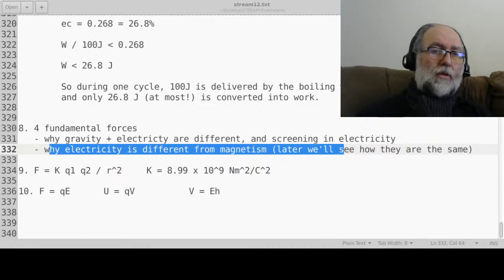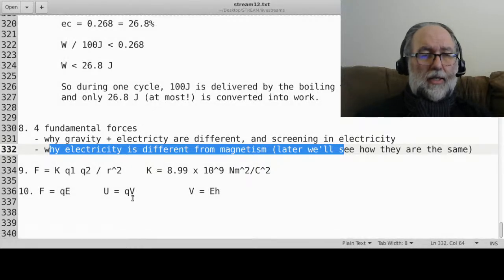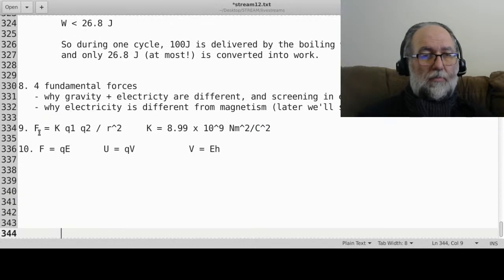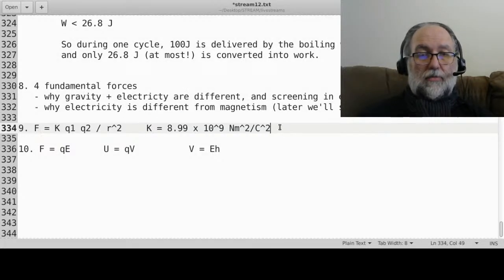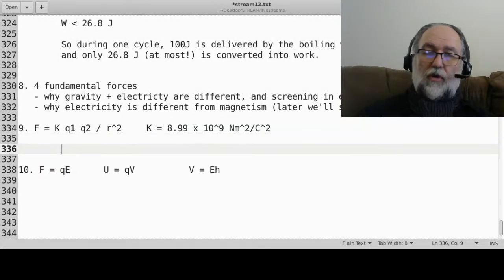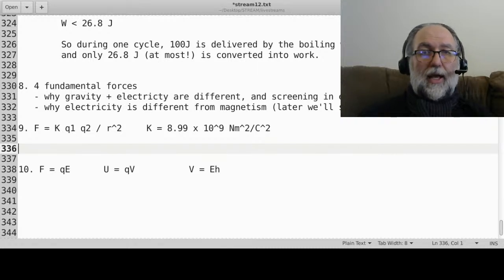Whenever you've got bare charges, they are attracted or repelled by one another by this formula right here. That's Coulomb's law, and there is the Coulomb constant right there. So let's do a very simple problem with that. There's not really much you can do with that.